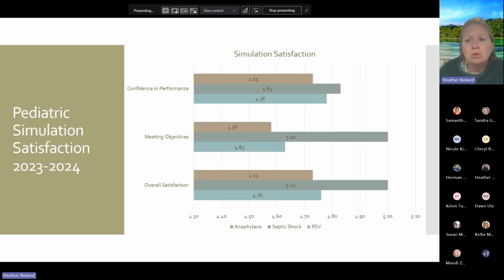And so a way to look at this data on a larger scale, not just a just in time, you'll see these are the last 3 simulation activities that they've done. And just looking at those things from the other slide, you can see that they have a very high rating of their simulation satisfaction.